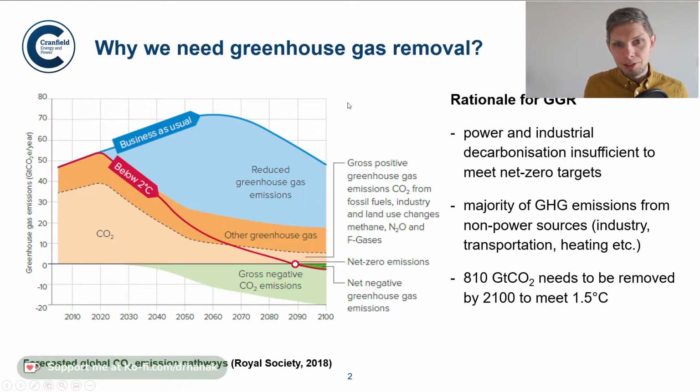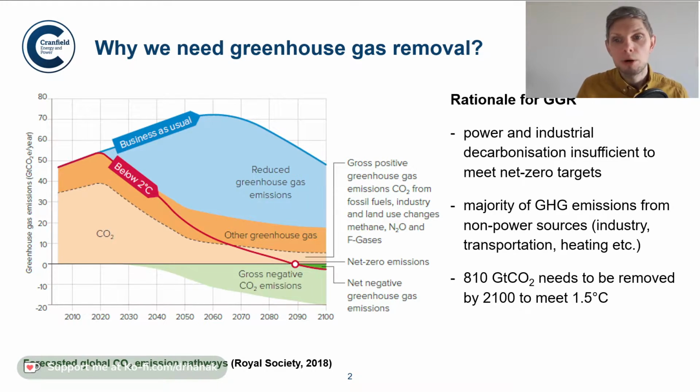So why do we need that? If you follow some of the largest organizations that provide reports on direct air capture or greenhouse gas removals in general, they will identify that we do need negative emissions so that we can offset some of the difficult-to-abate industries.